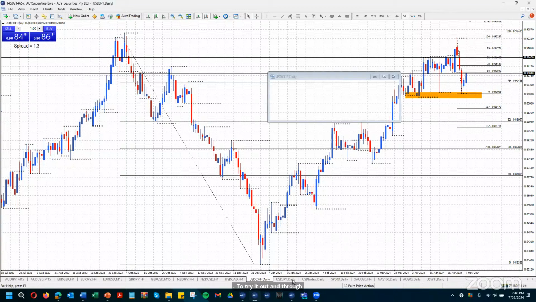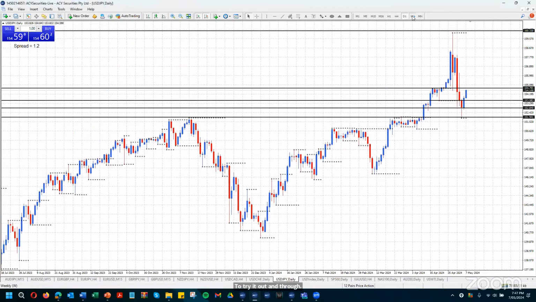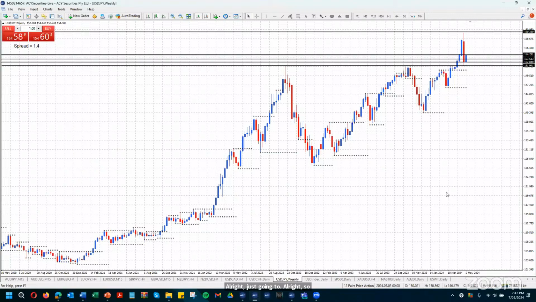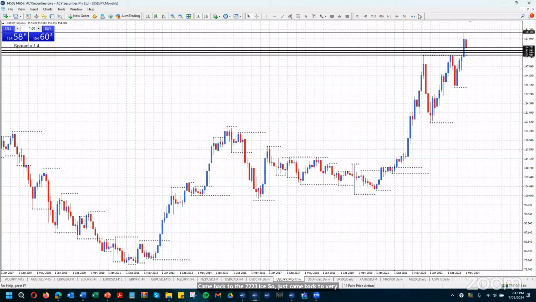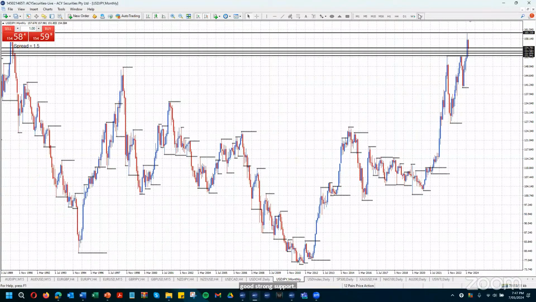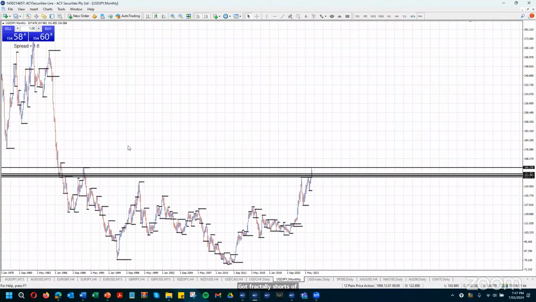All right, let's get into dollar yen. All right, so we all know we had a massive reversal last week. Didn't actually change any structure. Actually pulled back to where I told you it was going to pull back last week. 152 area. Came back to the 22, 23 highs. So it actually came back to very good, strong support. Got fractionally short of the long-term high over here from 1988.